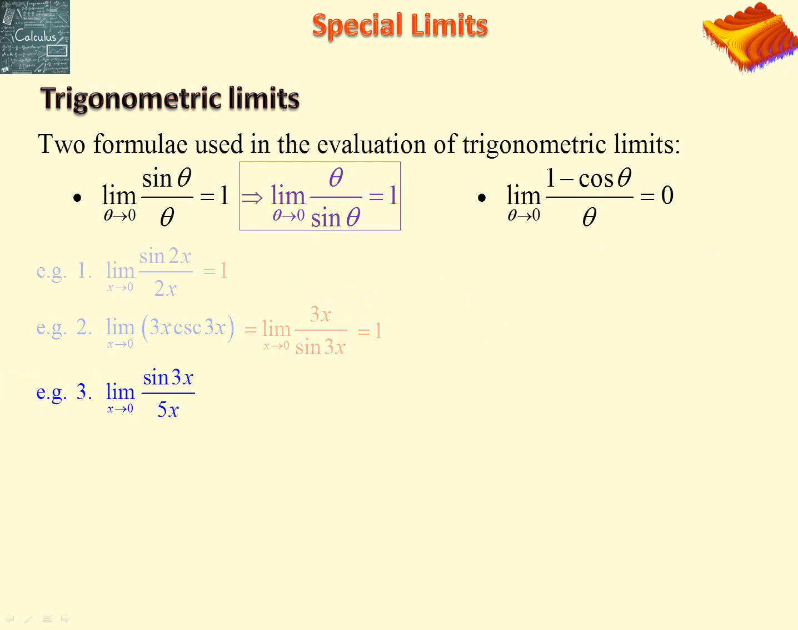Sine 3x over 5x. These aren't quite matched, but we can go through a process to make them match. We just make it sine 3x over 3x and then say, what do we need to multiply by? So we've allowed for the fact that it is really still 5x. And there we are. 3's cancel and we still have the 5 below. So we can take that outside the limit, and the limit of sine 3x over 3x as x tends to 0 is 1, so we have 3/5.